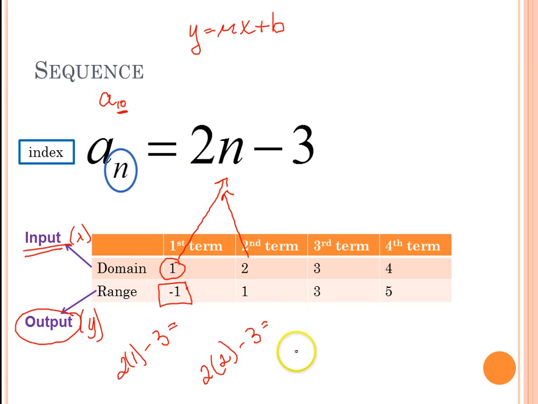Same thing here, term 3. So 2 times 3 minus 3. 2 times 3 is 6. 6 minus 3 is 3. Same thing, fourth term. I could keep going. 2 times 4 minus 3. 2 times 4 is 8. Minus 3 is 5. So domain is the term, where you're at. Range is what the sequence gives you, what the function gives you in return. That's your output.